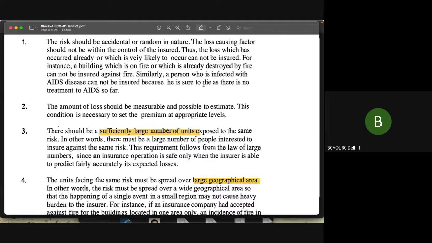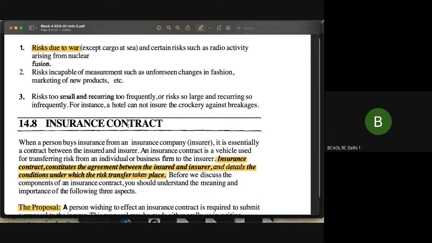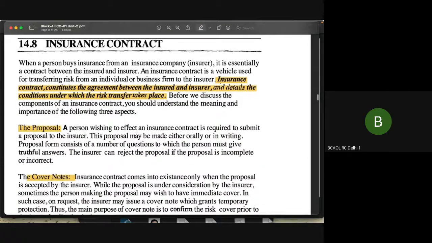Okay, it should be measured. The loss can be measured and under a pool of people. But which is not covered is known as the non-insurable risks. That is your risk due to war. Risk that cannot be foreseen, like change in demand, change in taste, change in fashion, and frequent risks, like if something is happening frequently, they won't be taking this into account as well. So the risk, if you want to get insured, should be something that can be insured.